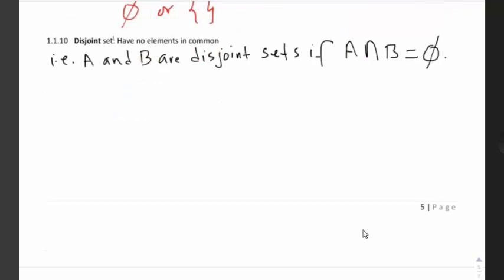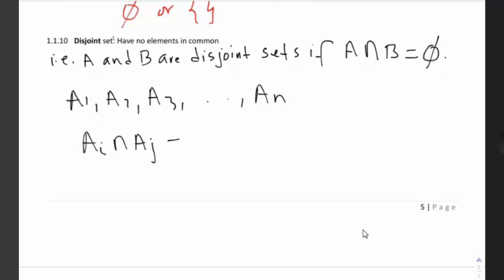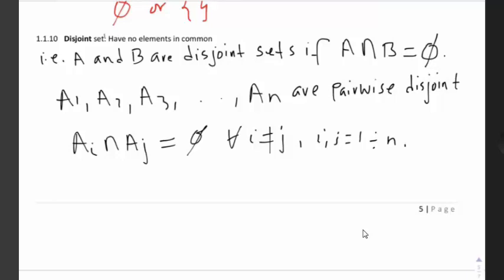From time to time, you may hear the concept of mutually disjoint sets. If A1, A2, A3, up to AN is a family of sets, then we say that the sets are mutually disjoint if Ai intersection Aj is an empty set whenever i is different from j. Both i and j are going to run from 1 to N. A family of sets A1, A2, A3 right up to AN are pairwise disjoint if Ai intersection Aj is an empty set whenever i is different from j, both i and j from 1 to N.